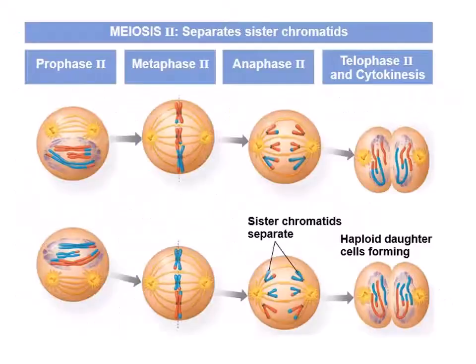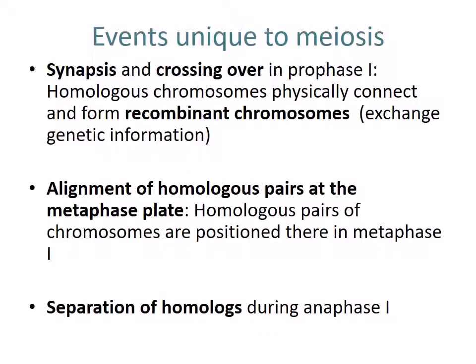So here's meiosis 2. Really the big deal here is that we're separating the sister chromatids. So again, you've got prophase 2, metaphase 2, anaphase 2, and telophase and cytokinesis, where you get 4 haploid daughter cells at the end that are genetically different. Sometimes students get confused and tell me that meiosis is just mitosis twice because it produces 4 cells or something like that. But there are some events that are unique to meiosis.